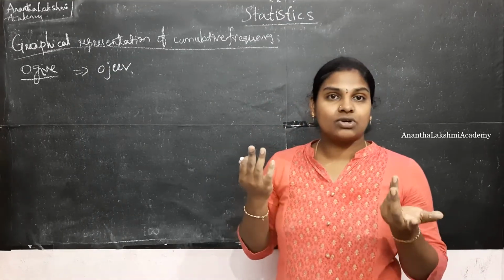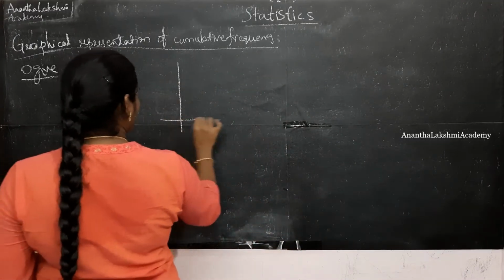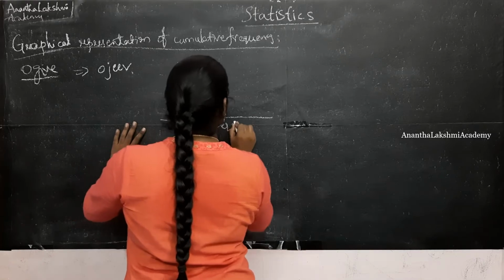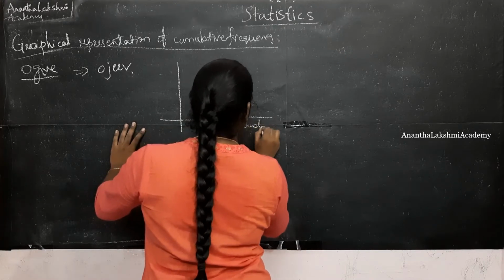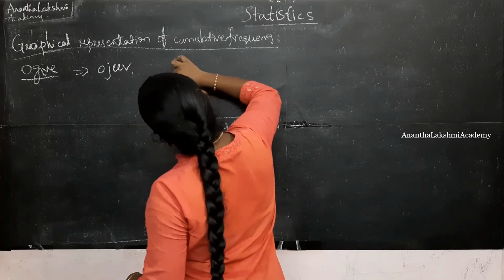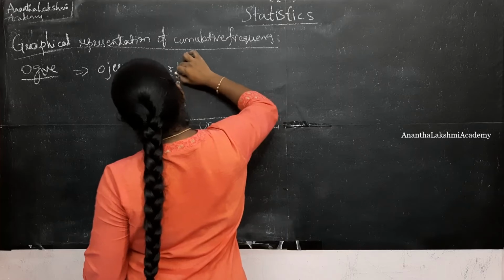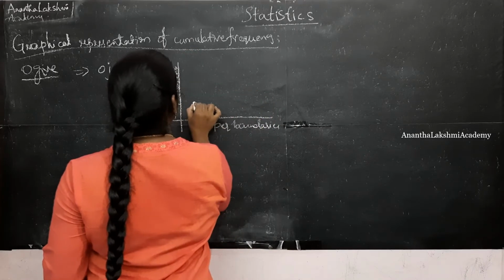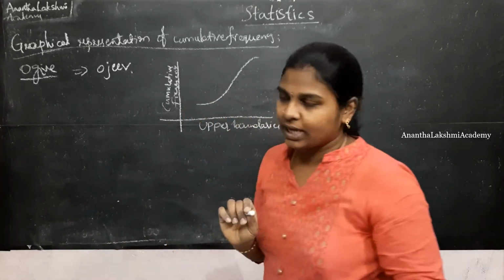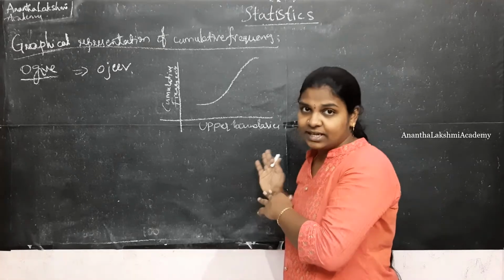What are we going to draw? How are we going to draw? If we draw a graph with upper boundaries on the x-axis and cumulative frequency on the y-axis, then the curve is going to be like this. Okay, I'll explain it more while solving the exercise problems.